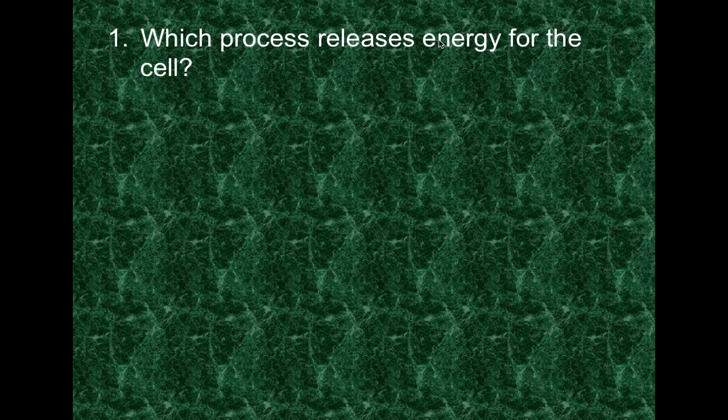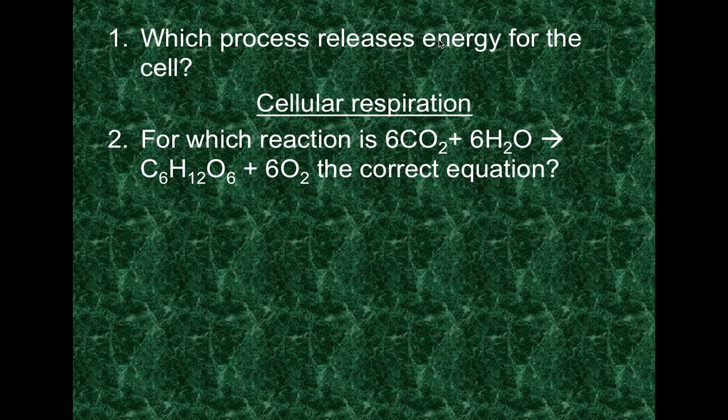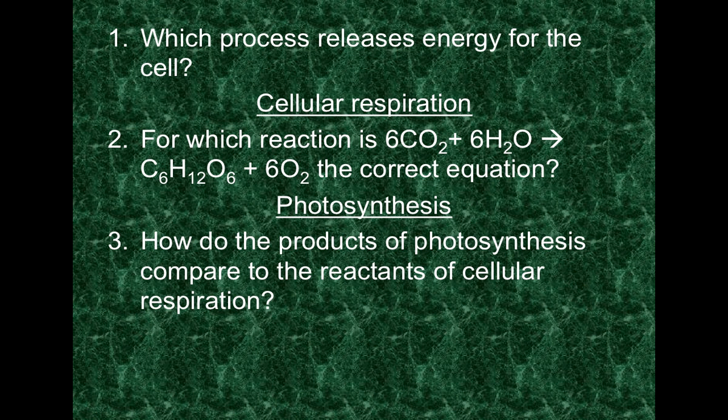And the last set of questions. Which process releases energy of the cell? That would be cellular respiration. For which reaction is 6CO2 plus 6H2O yielding glucose, C6H12O6, and 6O2? Well, I have carbon dioxide and water. Those are my reactants. That is photosynthesis. How do the products of photosynthesis compare to the reactants of cellular respiration? They are the same.